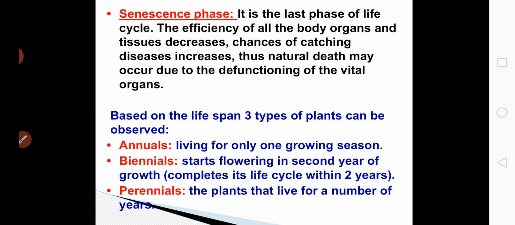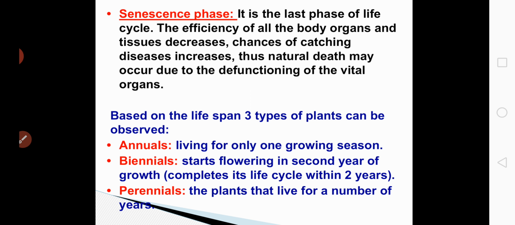The second group is biennials. Biennials are the plants which complete their life cycles within 2 years. That means they start flowering in the second year of growth and complete the life cycle within 2 years. Whereas perennials are the plants that live for a number of years. So based on the lifespan, there are three types of plants: annuals, biennials and perennials.